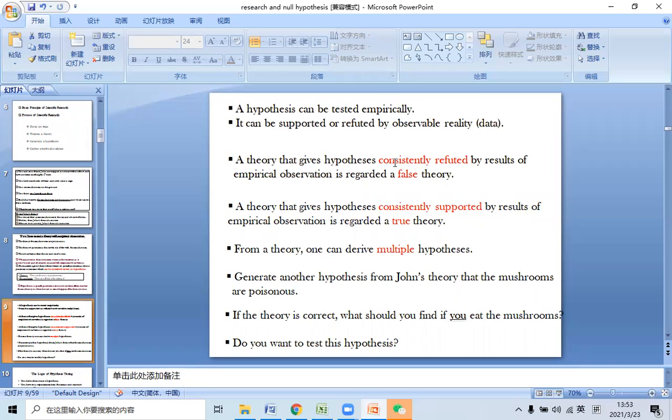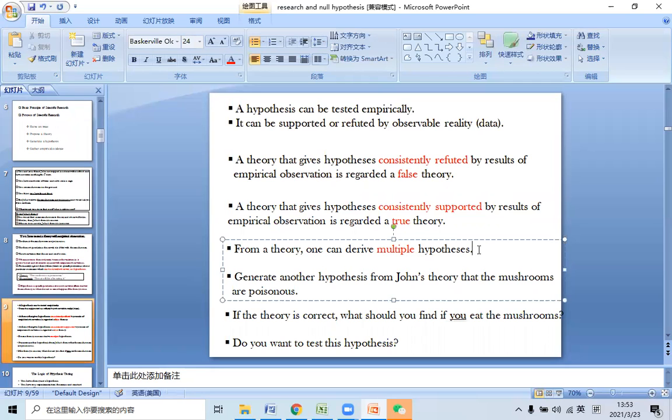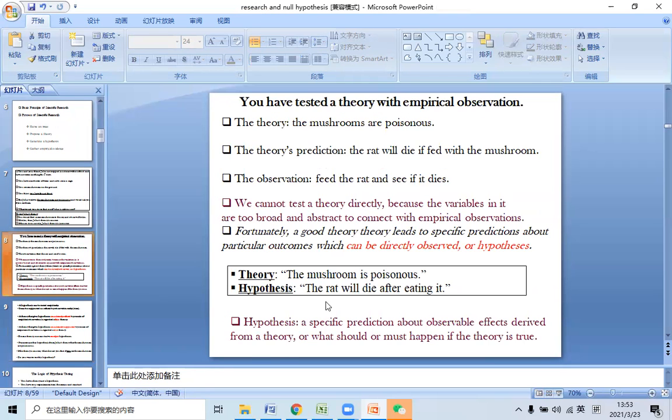And from one theory, you can derive multiple hypotheses. In the mushroom theory, you can have a different hypothesis. One hypothesis is a rat will die if the rat eats it. Another hypothesis would be you would die if you eat the mushrooms. But you don't want to test that hypothesis. You would rather use the rat as your subject.